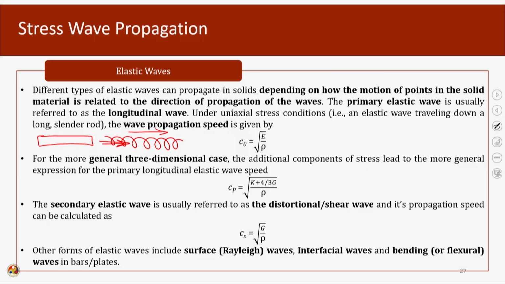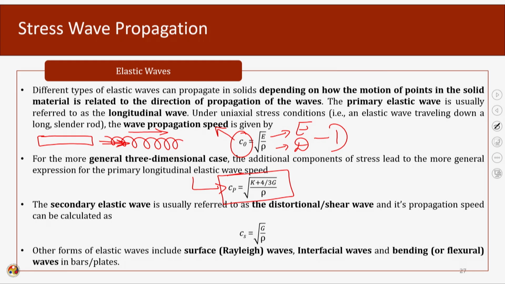The wave propagation speed is given by C naught, square root of E over rho, where E is the modulus of elasticity and rho is the density. This is a one dimensional approximation of the wave propagation speed. For a generalized 3 dimensional case, some additional components will come into picture, so the more general expression is given by this equation.